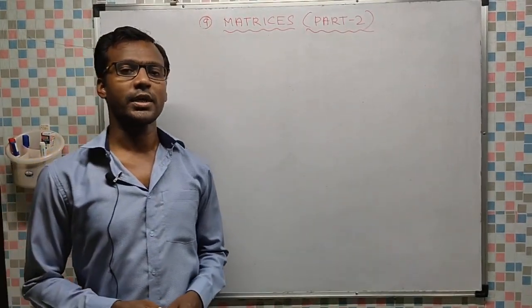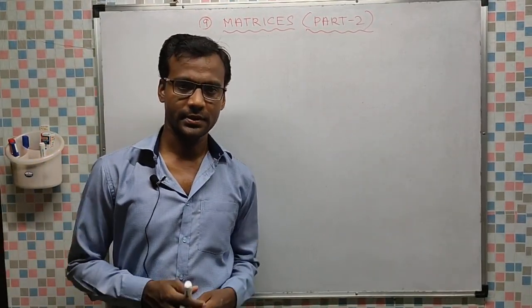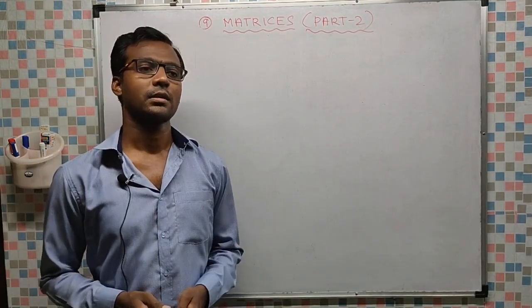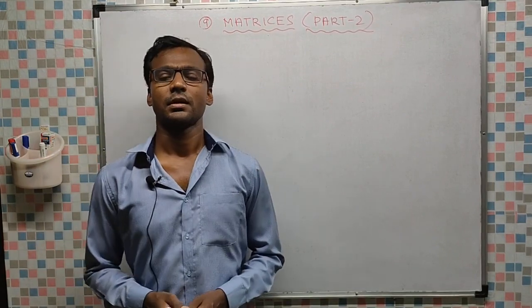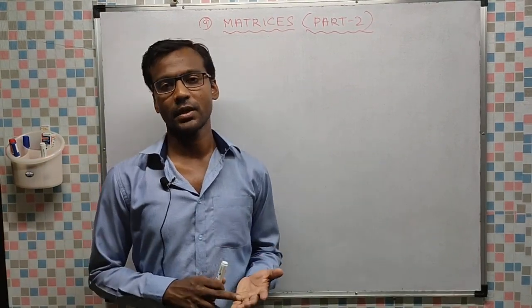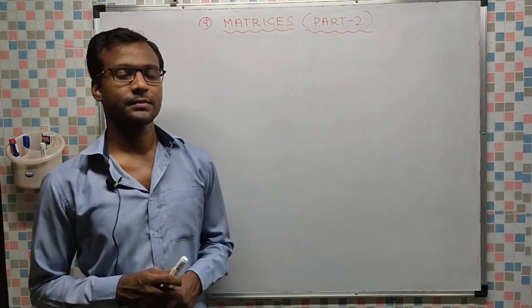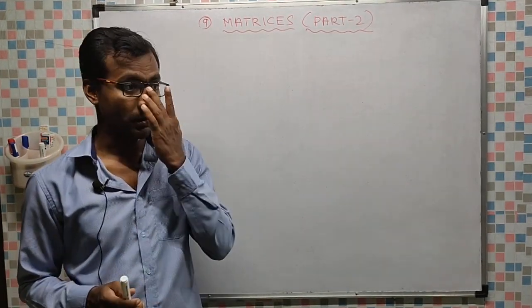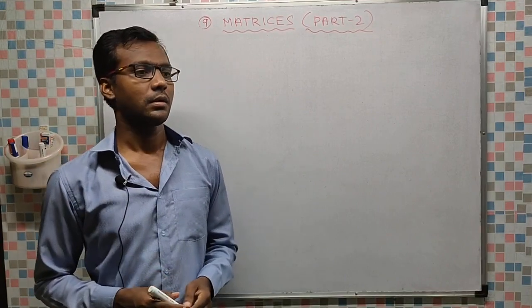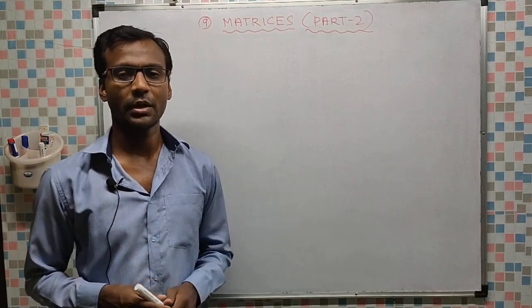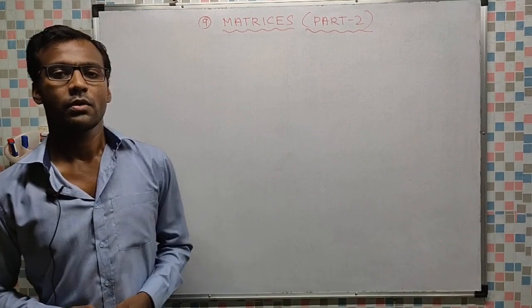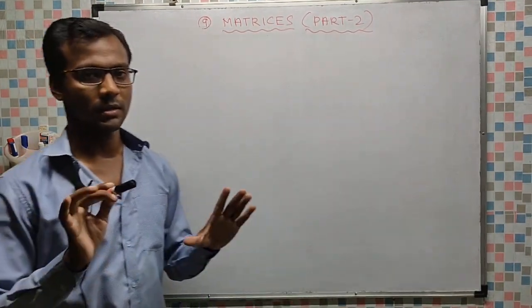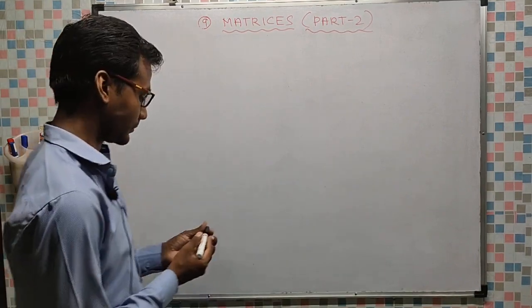In the first part I have already explained matrix, the different types of matrices, equality of matrices, transpose of a matrix, then scalar multiplication of a matrix, then addition and subtraction of matrices, then solving equations related to matrices. In this part we will go for multiplication of two matrices. Okay, this is the second and the last part.